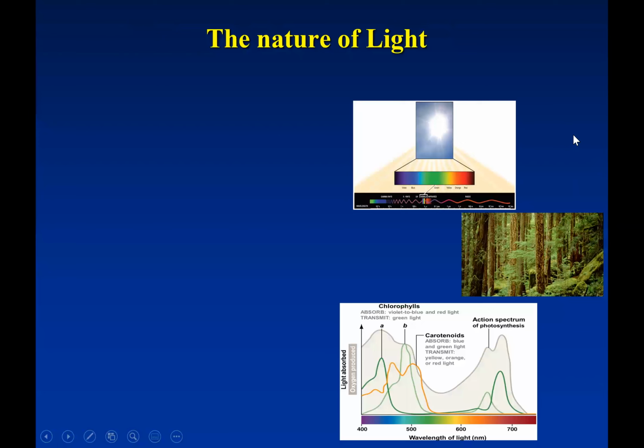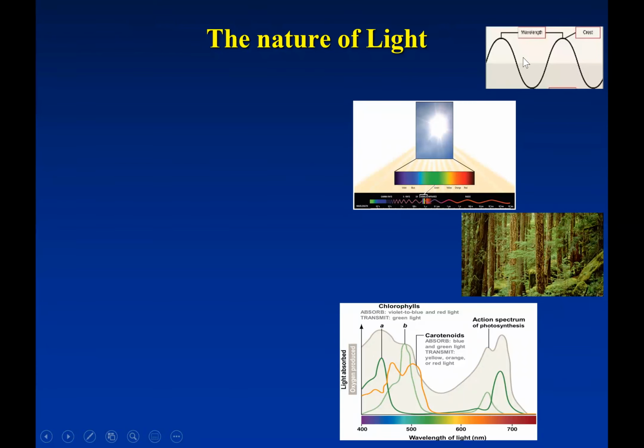So what light is ideal for photosynthesis? The nature of light is very, very unique. Light can travel in waves and also as a particle. If it's a particle, we call it a photon of light. The wavelength of a single wave is the distance between the two peaks.